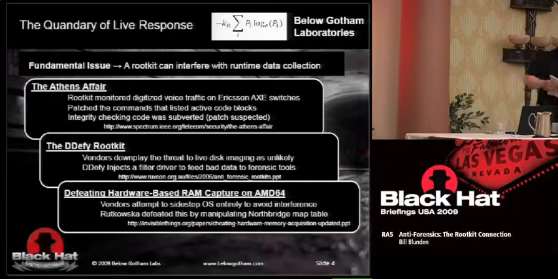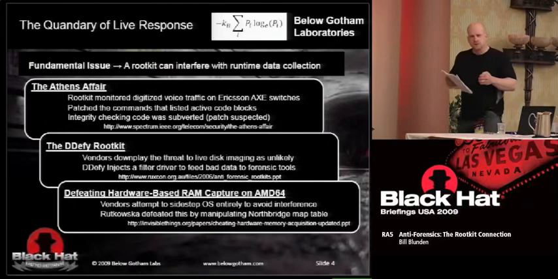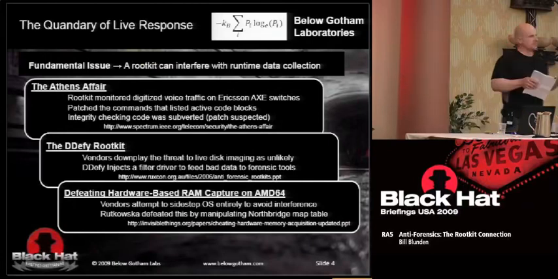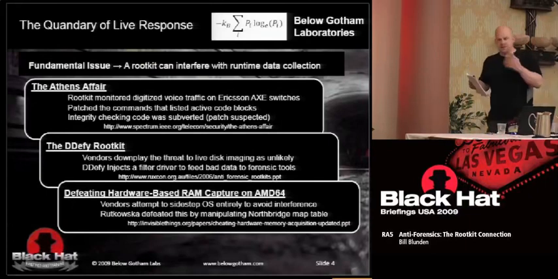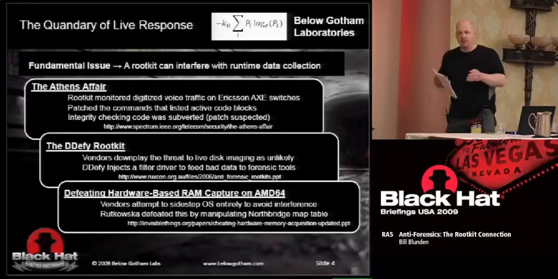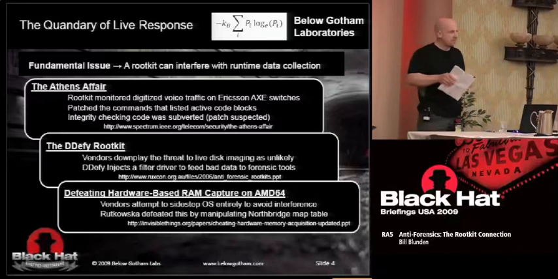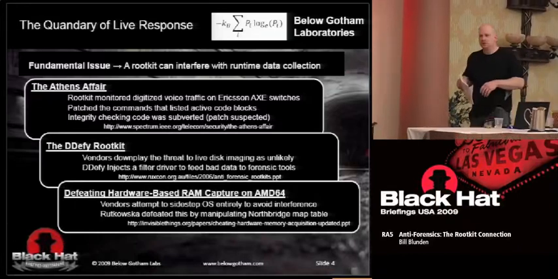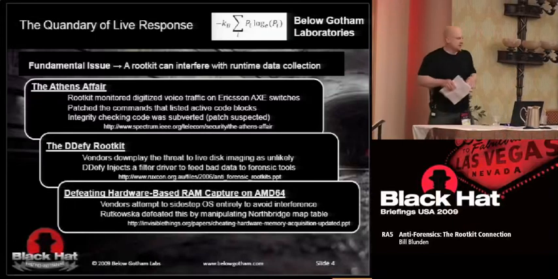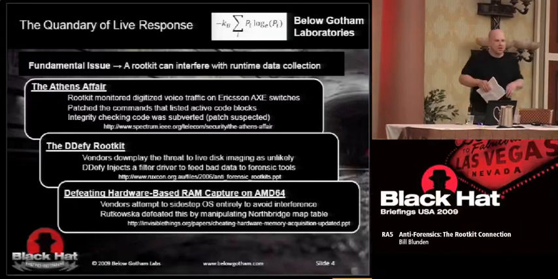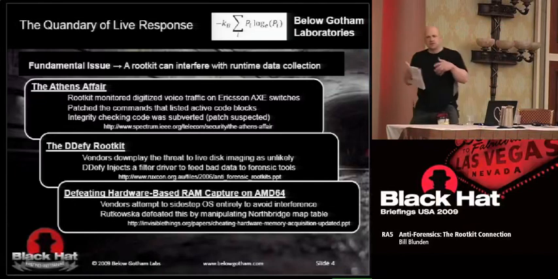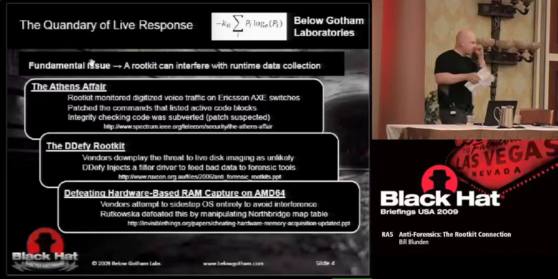One of the basic issues with forensic live response is that a rootkit that's installed can interfere with the data collection process. What are some examples of that? Well, my favorite is probably something not many people know about. It was published in the IEEE Spectrum Online. The article was called The Athens Affair, and it was about a rootkit that was discovered by some technicians in 2005 at Ericsson, who discovered a rootkit which had been installed on a series of switches that were owned by Vodafone Greece.